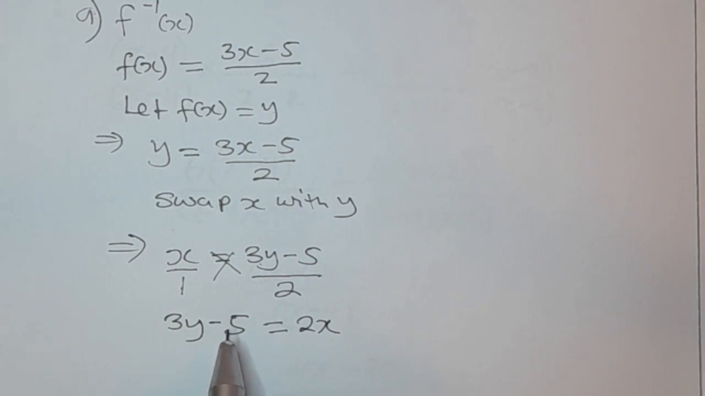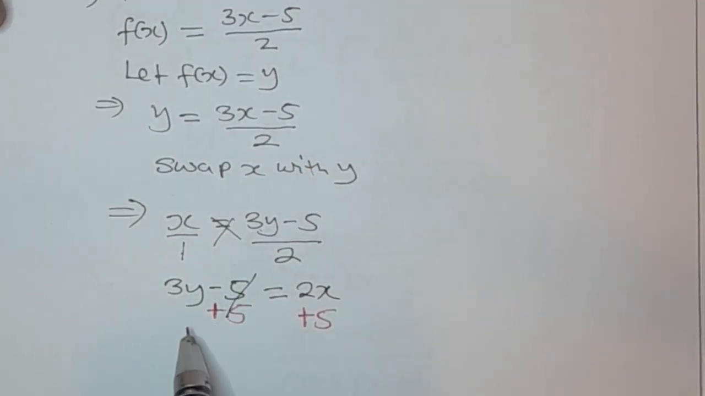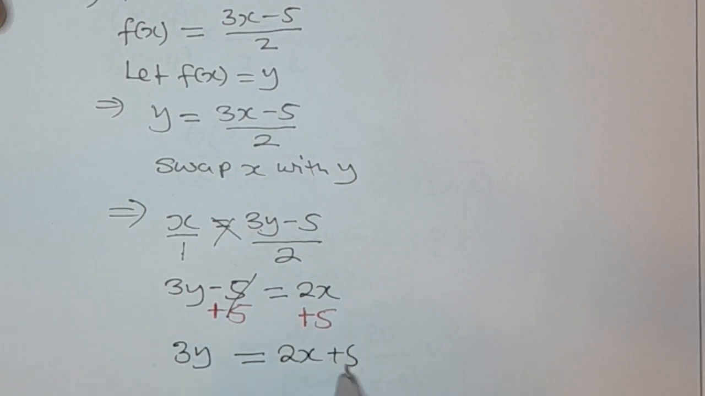At this stage, we should aim at making y the subject of the formula. Meaning we need to remove this term here, so that the term that has 3y should remain alone. So we'll remove this by additive inverse. We'll add a 5 here, so that negative 5 plus 5 becomes a 0. What we've done on the left, we'll also do on the right, so that the equation remains balanced. So on the left, we'll remain with 3y, which is equal to 2x plus 5.